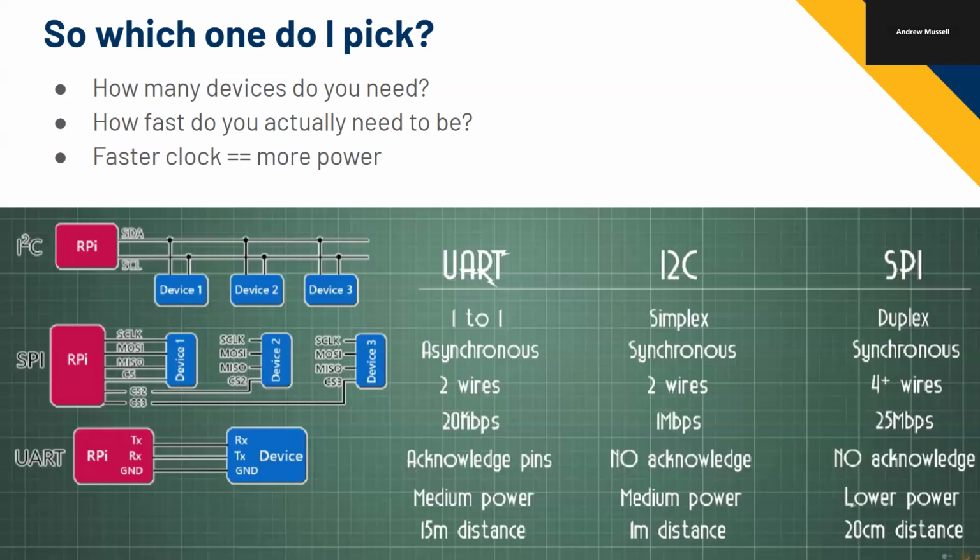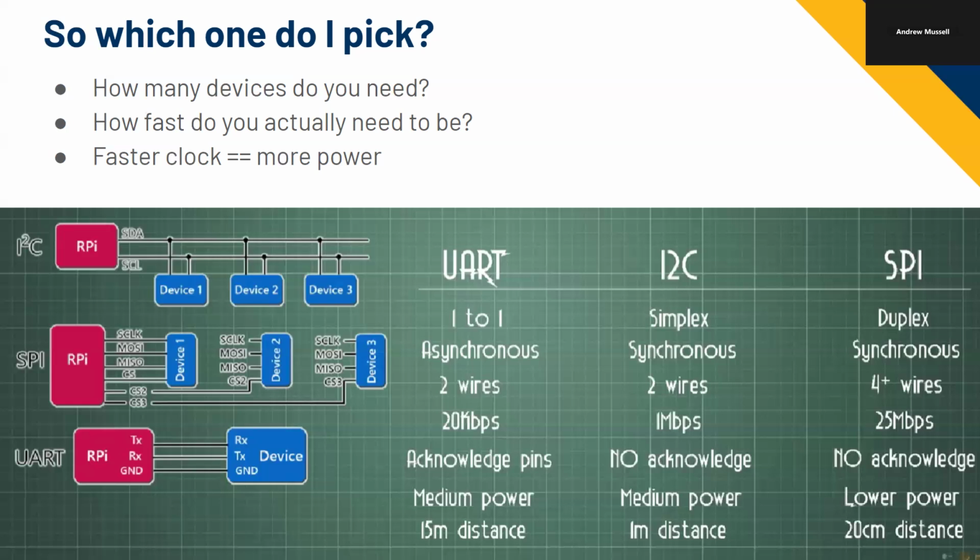Yes, that basically just means can the peripheral device say, yes, I got your data and understood it or not? And then when it sends data back, can the receiving device say, yes, I got your data and understood it or not? So I2C and SPI have no acknowledge and UART does have an acknowledge.